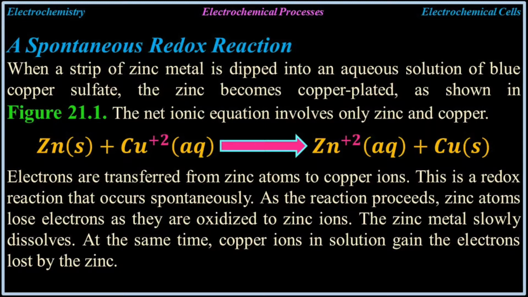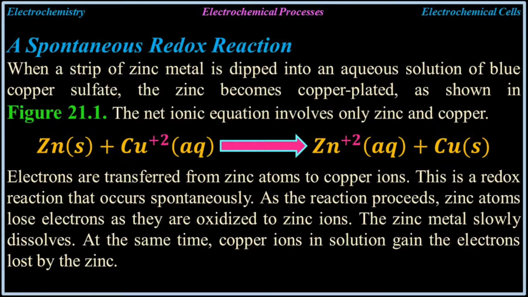A spontaneous redox reaction. When a strip of zinc metal is dipped into an aqueous solution of blue copper sulfate, the zinc becomes copper plated, as shown in figure 21.1. The net ionic equation involves only zinc and copper. Zinc plus copper 2+ yields zinc 2+ plus copper. That's 1 mole of each. Electrons are transferred from zinc atoms to copper atoms. This is a redox reaction that occurs spontaneously.